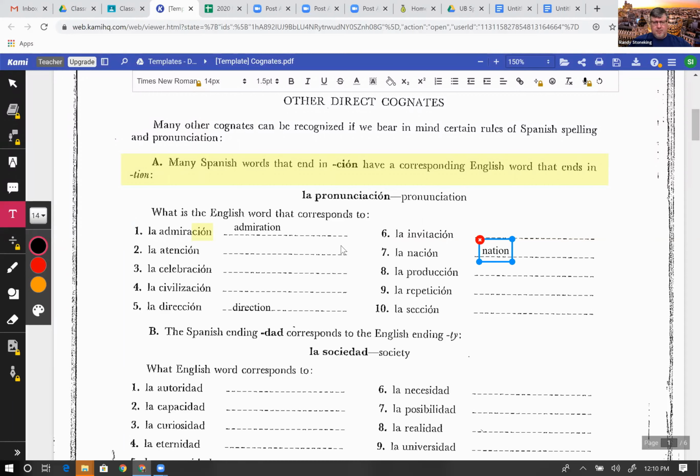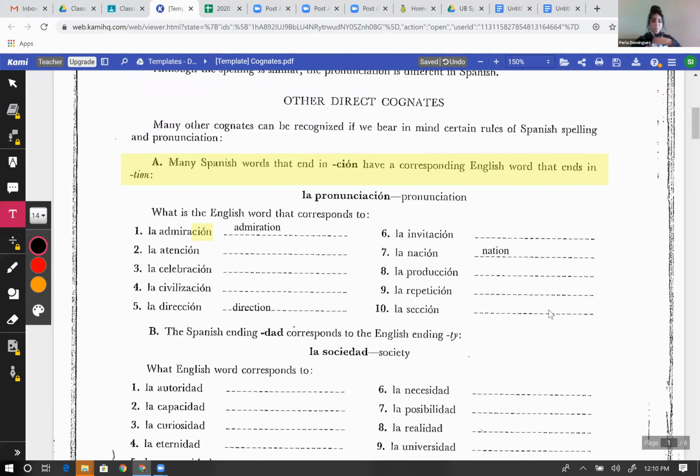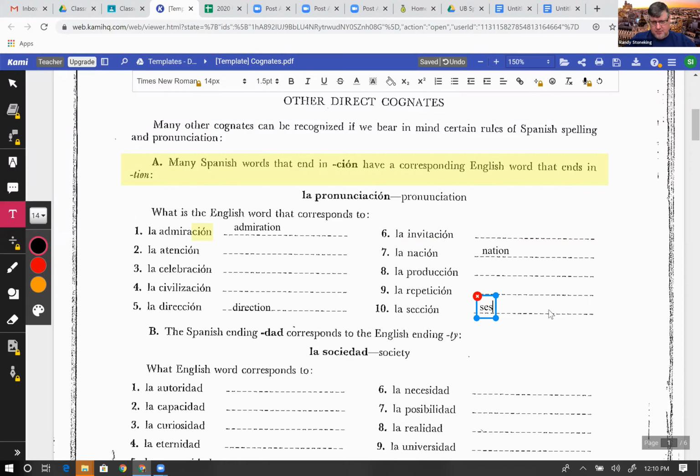Okay, let's do one more. Perla, how about we do the last one on the list, number 10, sección. What do you think that is? Okay, section. There you go. Section. You just changed the C-I-O-N for the T-I-O-N.